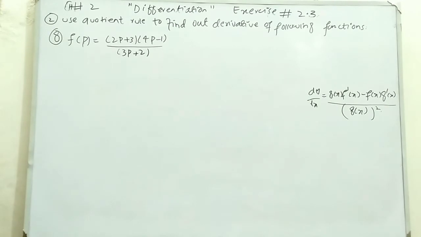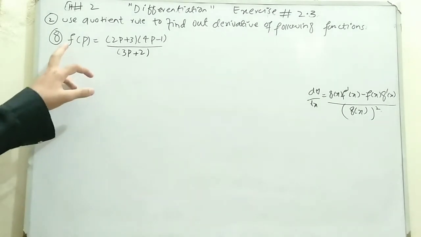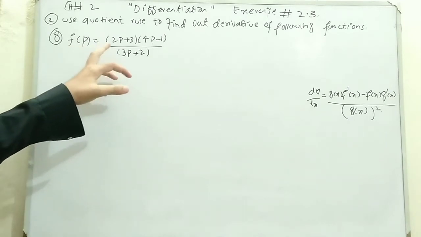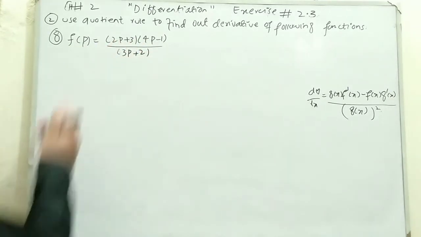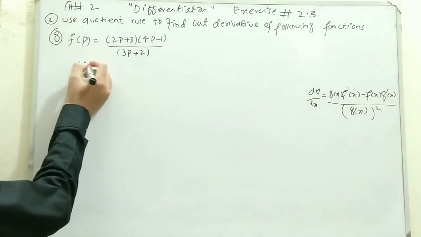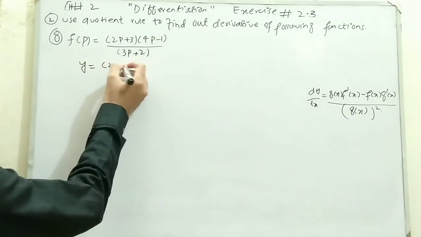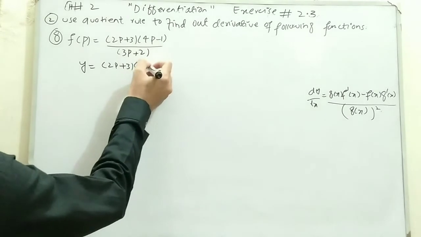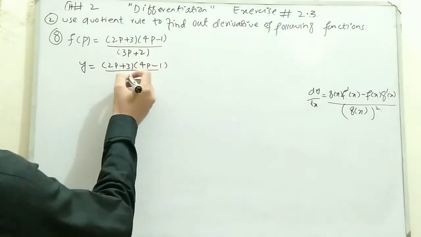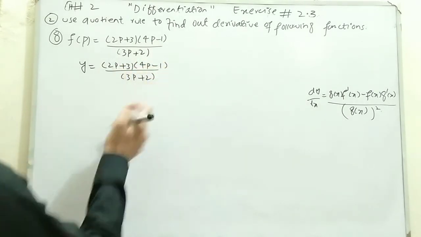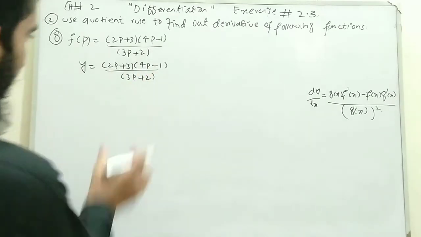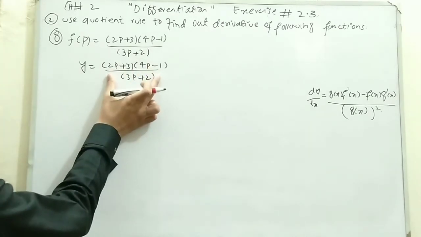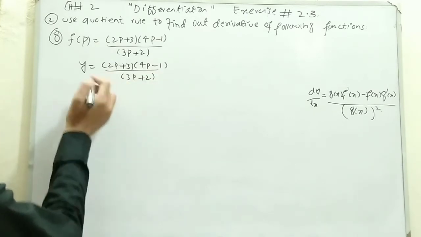Now move toward part number G of question number 2 of exercise number 2.3. It tells that a function f of p is given, which is equal to 2p plus 3 multiply 4p minus 1 over 3p plus 2. Let's suppose the function f of p is equal to y, which is equal to 2p plus 3 multiply 4p minus 1 divided by 3p plus 2. Here you know that the independent variable is p and the dependent variable is y. So here the independent variable is p, so we will differentiate with respect to p both sides.